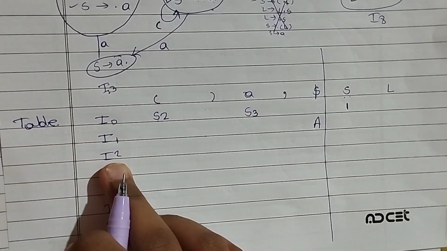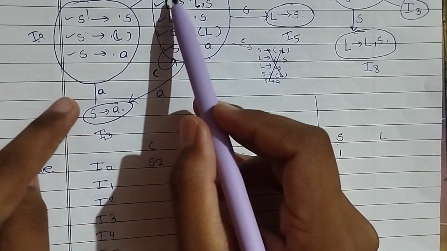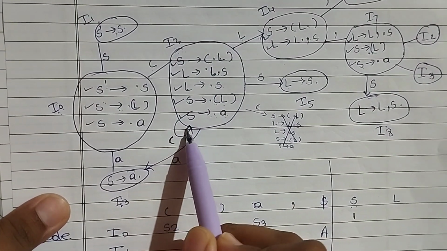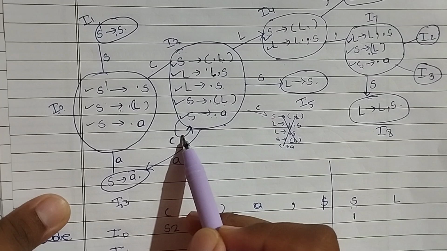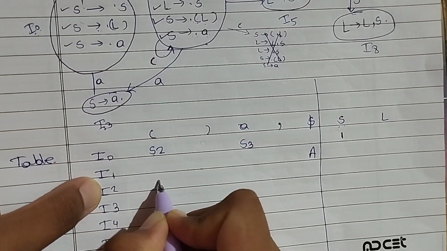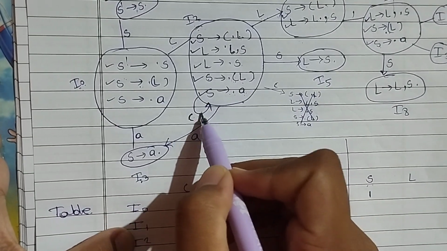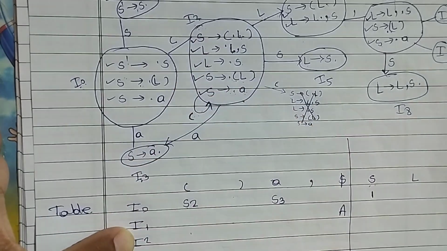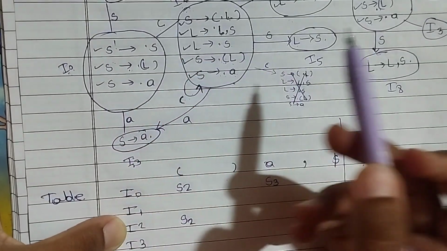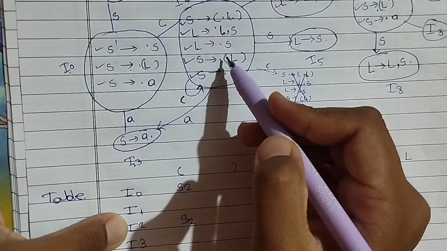Now the I2 state. In the I2 state, first the opening bracket. If we see the opening bracket, it goes into the I2 state itself; a loop is formed. So for I2 the opening bracket goes to I2, and this is not the acceptance state, so we shift, and we write S2. Now the closing bracket. For I2, the closing bracket is not going anywhere, so we do not write anything.